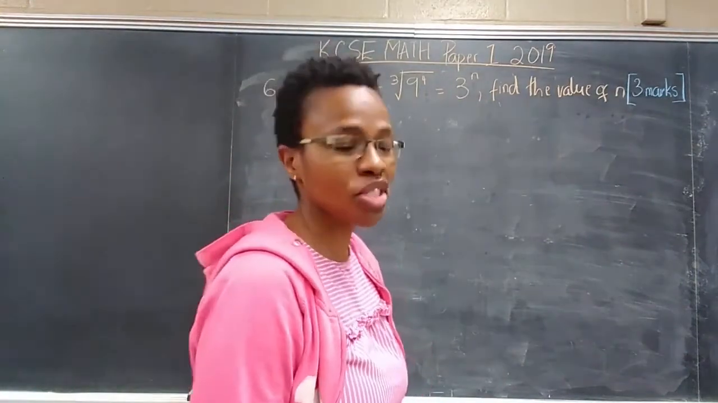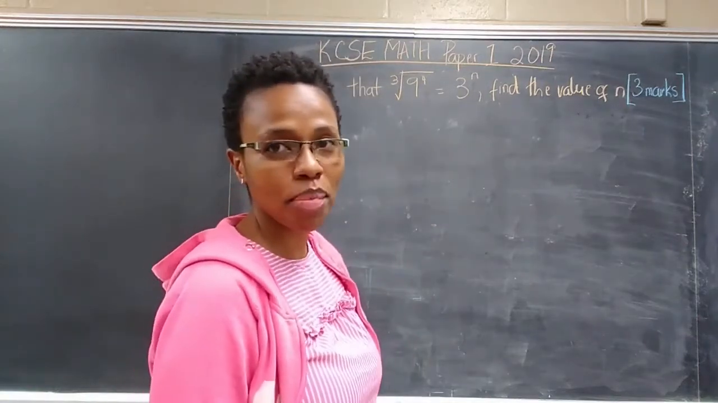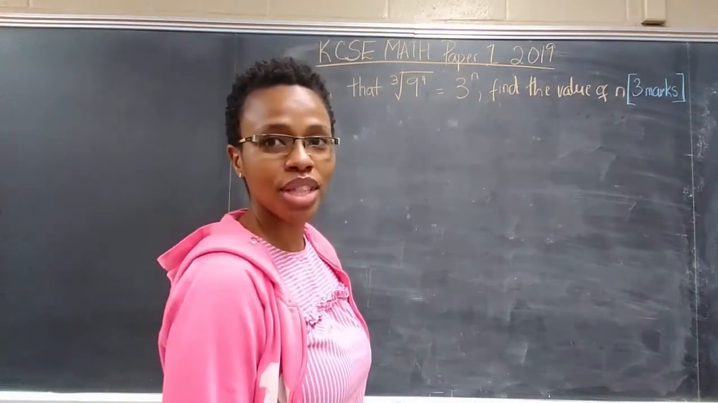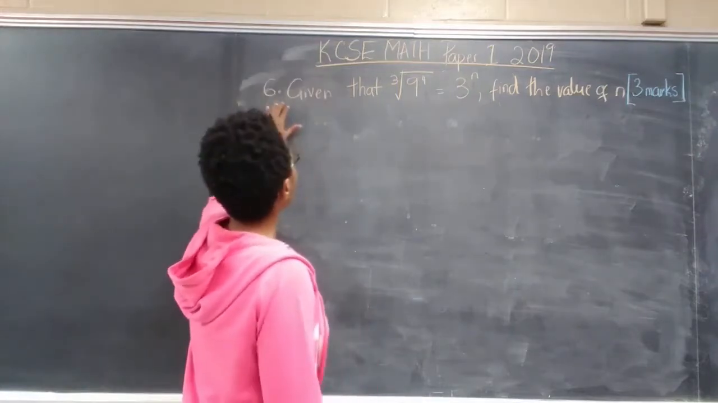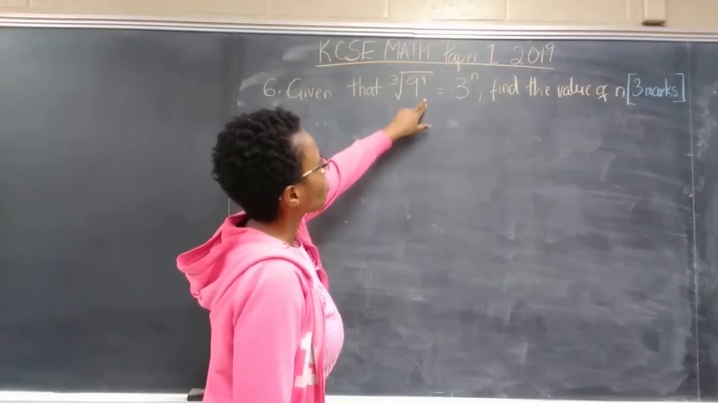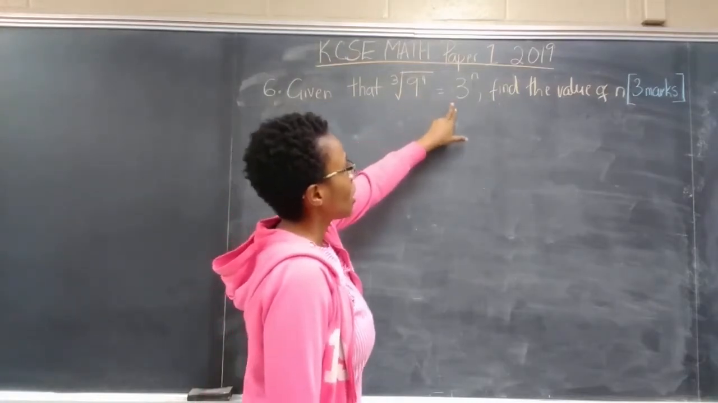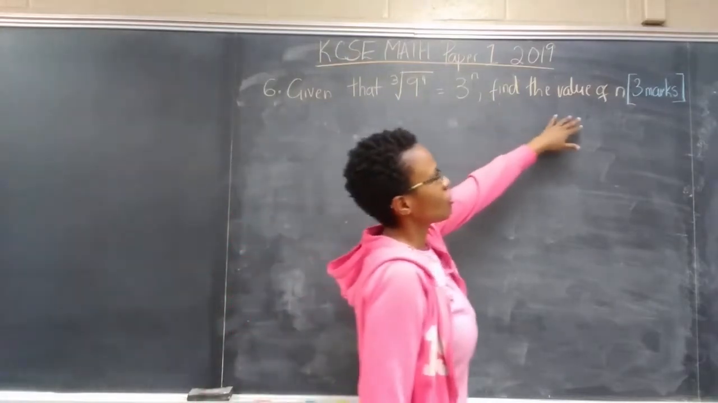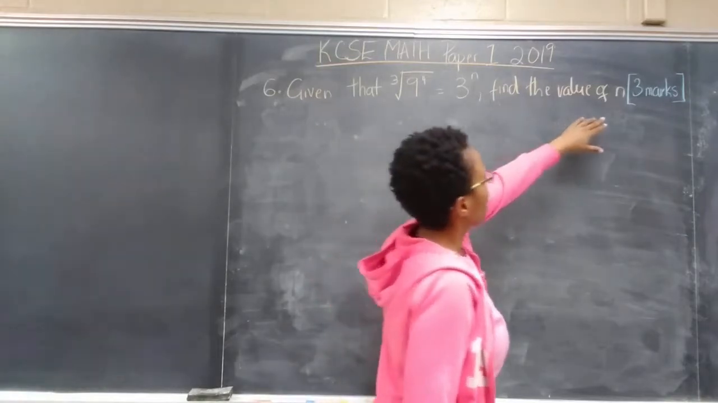In this video, we're going to be solving question 6 on that paper. So let's just go ahead and read that question. The question is asking, given that the cube root of 9 to the power of 4 is equal to 3 to the power of n, find the value of n. And this question is worth 3 marks.